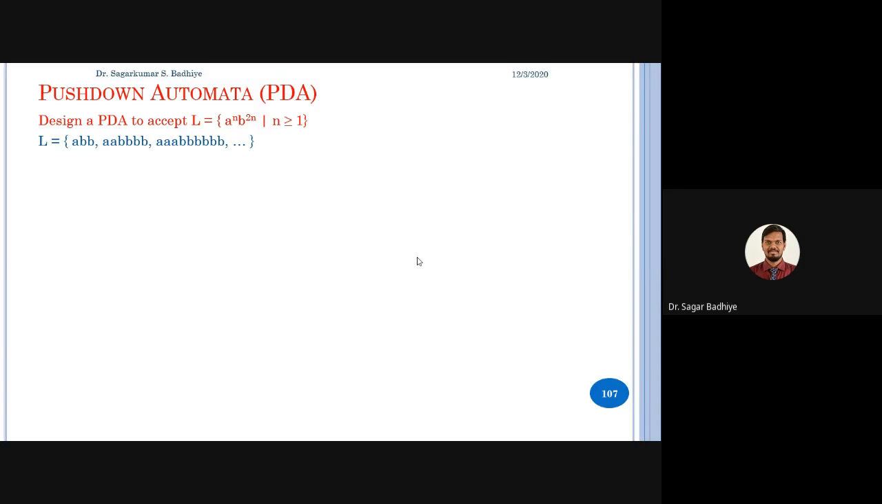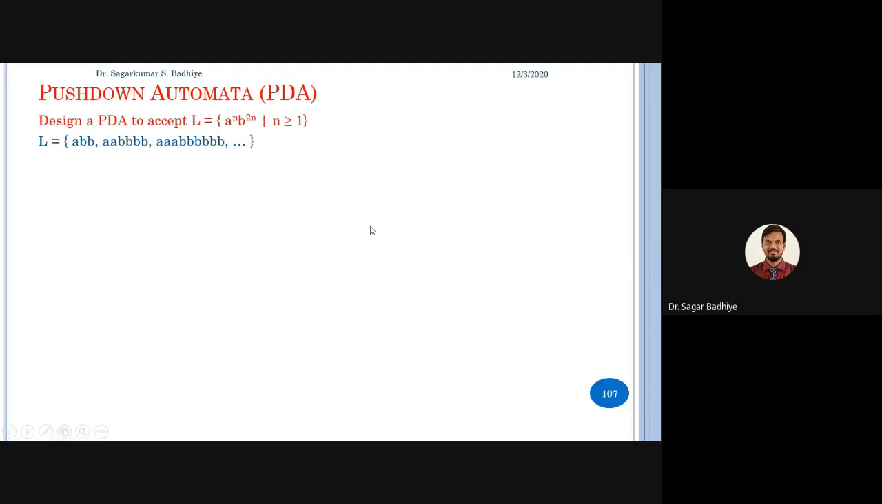We have already seen the logic for a^n b^n, and what we used to do is push a for all the a's being read at a particular state. If you are reading a, then you push a onto the stack. As soon as you start reading b, you pop those a's from the top of the stack.